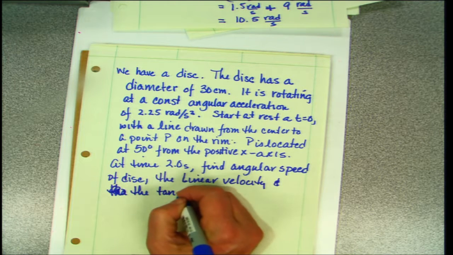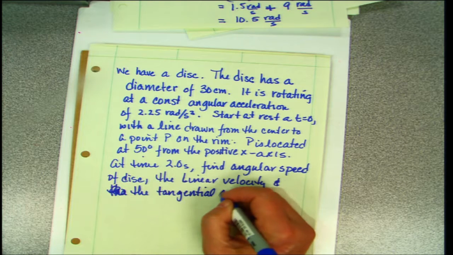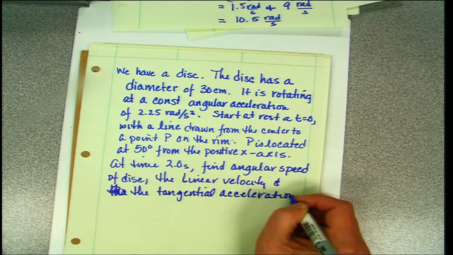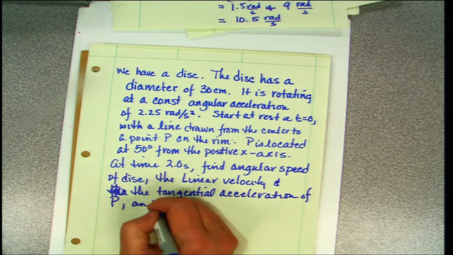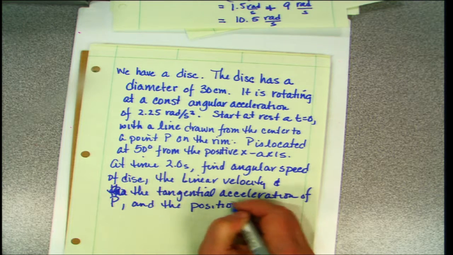And I bet this looks like an awful lot of the homework problems. Angular speed of the disc, the linear velocity, the tangential acceleration. So the first thing is you've got to figure out what the sentence is saying, right?